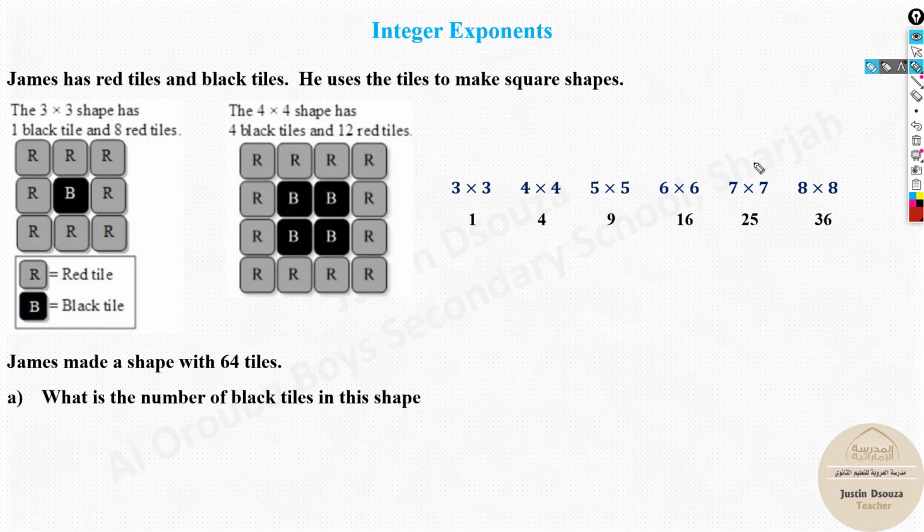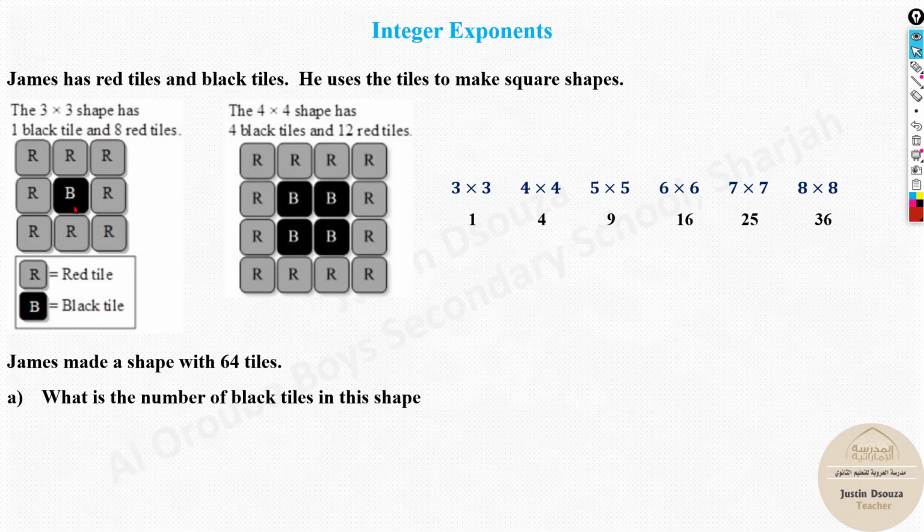Or if you look more closely, you can see it's 1, 2 square, that is 4, 3 square over here would be 9, 4 square would be 16, 5 square is 25, and so on. So it is a pattern over here.